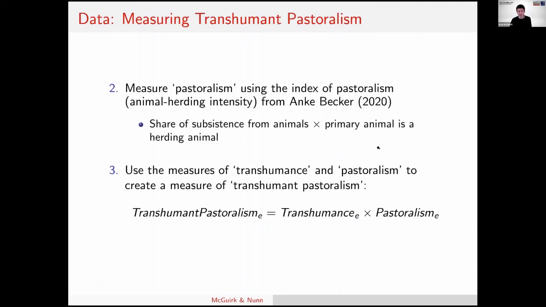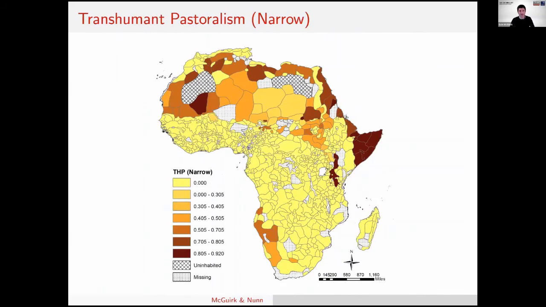And then step 3 is just putting this together, okay? Putting transhumance and pastoralism interacting both together. And that's going to give us an ethnic group level variable that we're going to call transhuman pastoralism. So here's how this looks across space. That's using the narrow version. This is using the broad version. So, either side of the Sahara, right across the Sahel, Horn of Africa, down by Namibia.